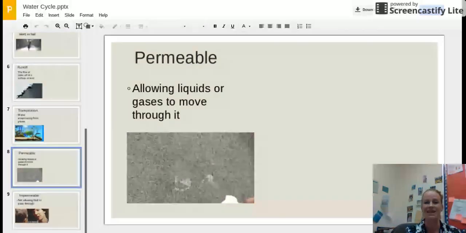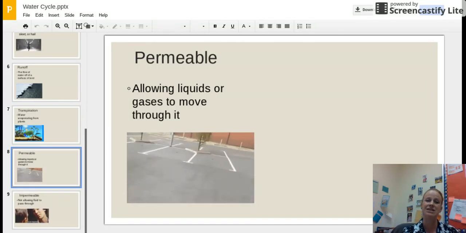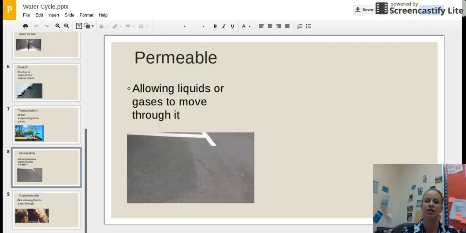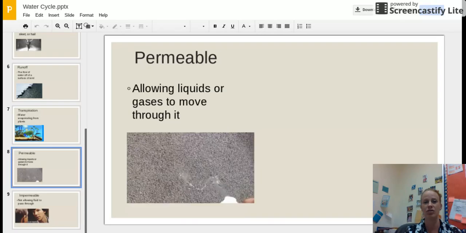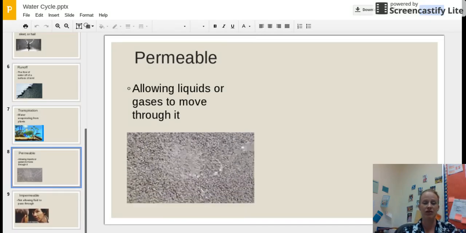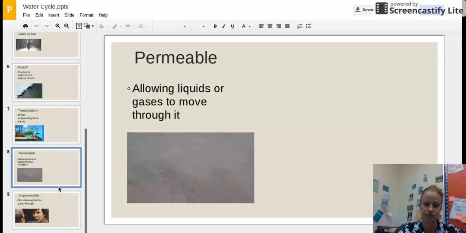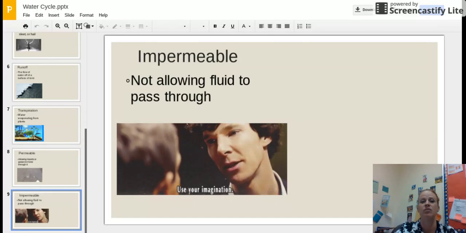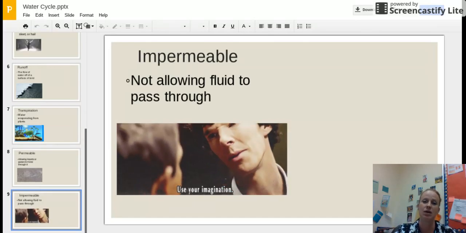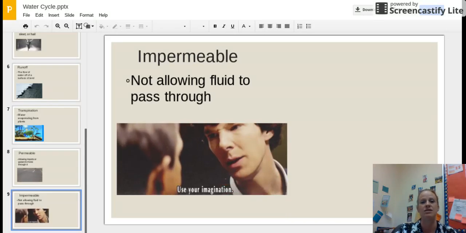So that clay soil, it has a low permeability, meaning that it doesn't allow a lot of water to get through if you're comparing it to something, let's say, like sand. If you ever go to the beach, you know that if you pour water on the sand, it'll go right through it. So the last word today for the water cycle is impermeable. And impermeable is the opposite of permeable. It just means that water cannot pass through it.